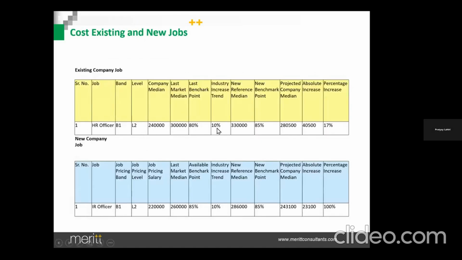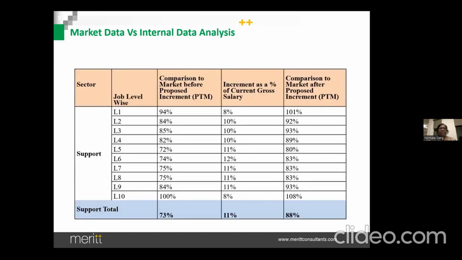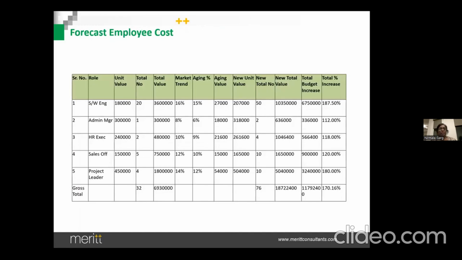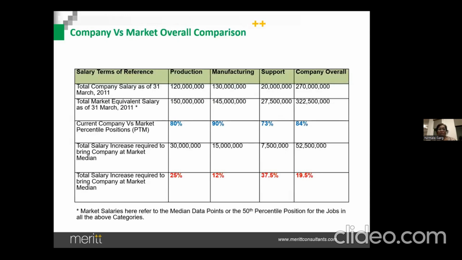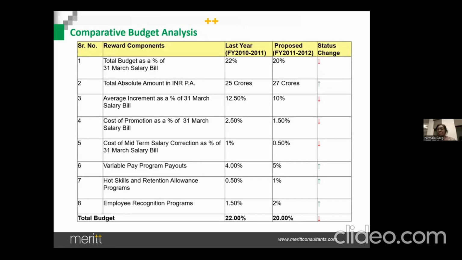See, existing jobs, all the cost, it is a detailed kind of thing. Then you have to look at everything job wise: who are the functions, what kind of salary, what is the proposed percentage of increment. You have to forecast everything, what you really want to increase, if you want to do market corrections. All that you have to take into consideration and then add up everything in terms of increments, bands, midterm salary, variable payouts, hot skills, whatever you want to do, and then come to the assumptions.